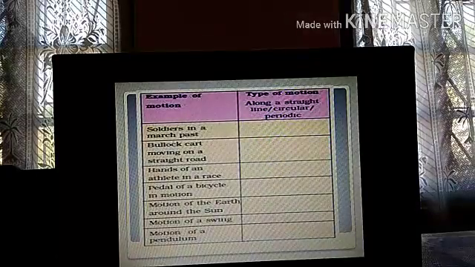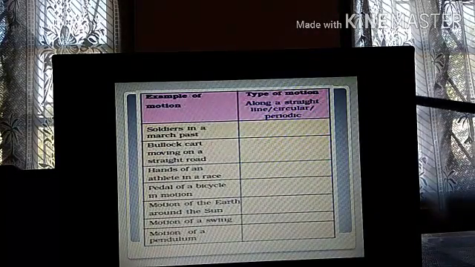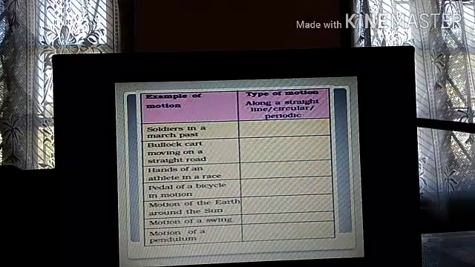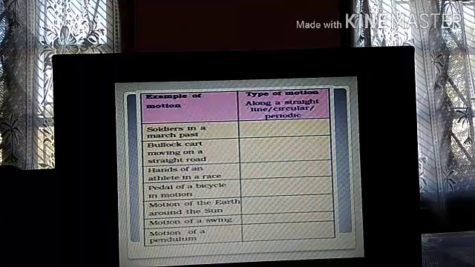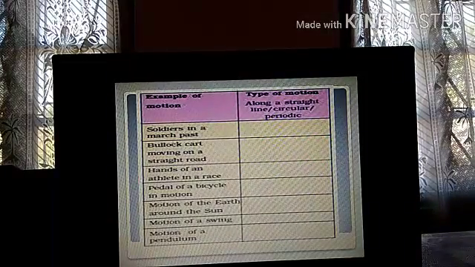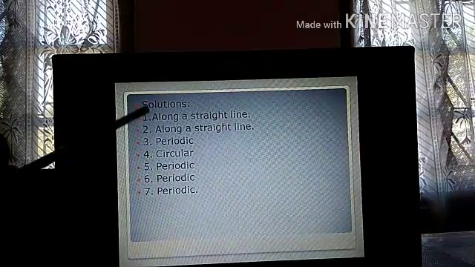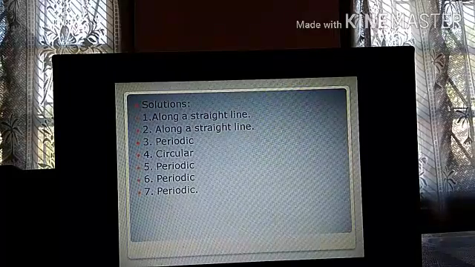So you have a table like this in your textbook. What you can do is you can make this table and write the answers in your copy. I have given the solution on the next page. So these are the solutions. What is the first one? It is the soldiers in a march past. So soldiers in a march past will be along a straight line. So the motion is along a straight line.